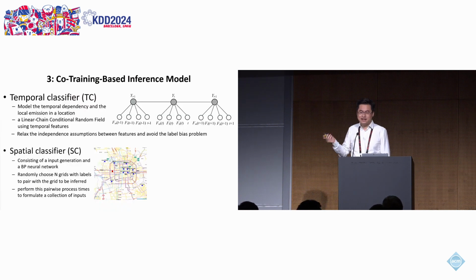So the idea is very simple. It's not necessary to introduce each of them. The temporal classifier is based on the conditional random field, with each hidden node denoting the air quality of the location, and the white circle denoting the feature we extract in each timestamp. And the spatial classifier is comprised of two parts: data feature generation and the classifier.